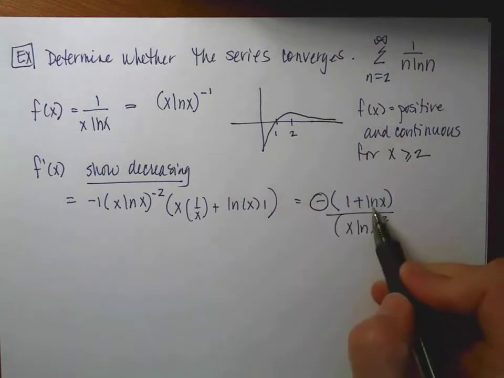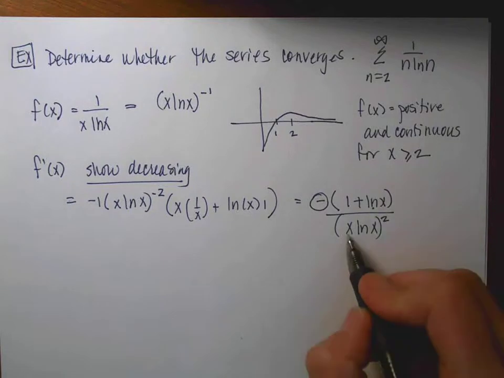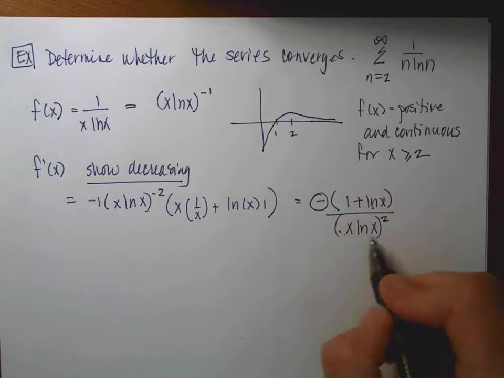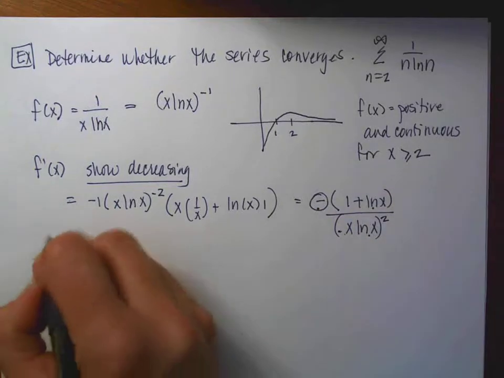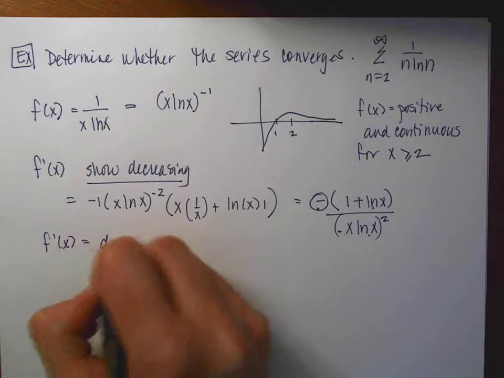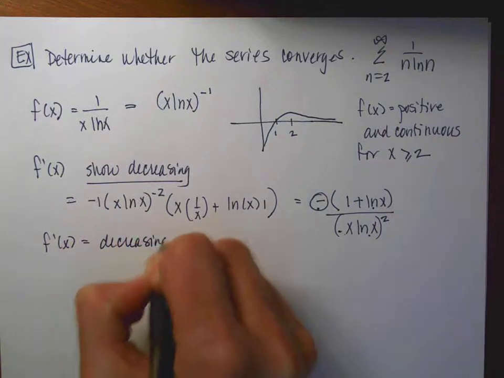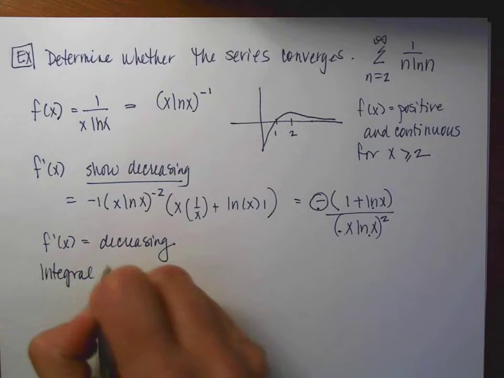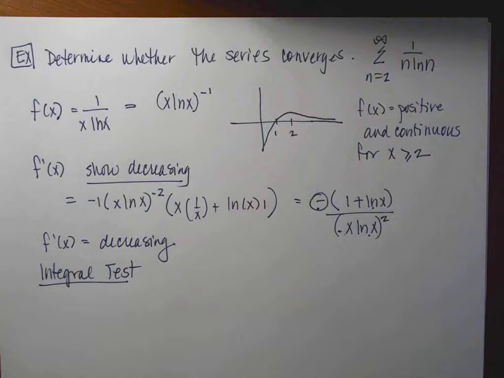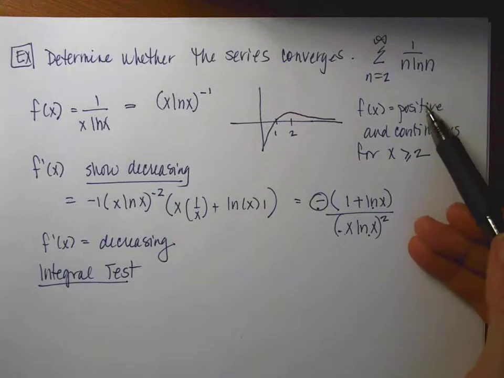I could set it equal to 0, but if you'll notice this right here, the natural log of any number larger than 2 is going to be positive. And so even if this is negative, and this is positive, and I square it, this means that my function is always going to have a negative slope, which means that it's decreasing. So I'm going to say that f prime of x is negative, so f is decreasing. So then that means I can use the integral test, because I've met the 3 criteria.